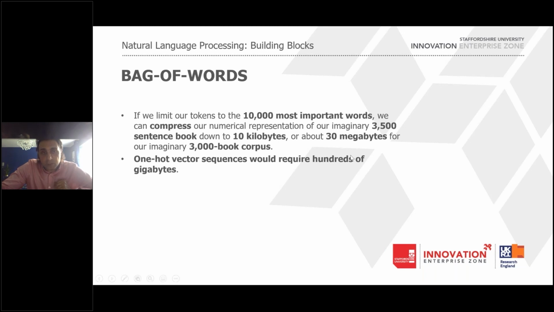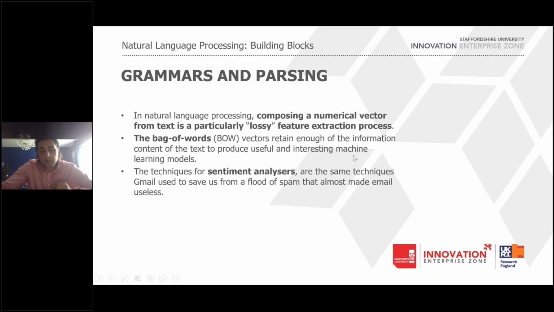I'm going to finish this class by going through the next building block, which is the parser and stemmer.